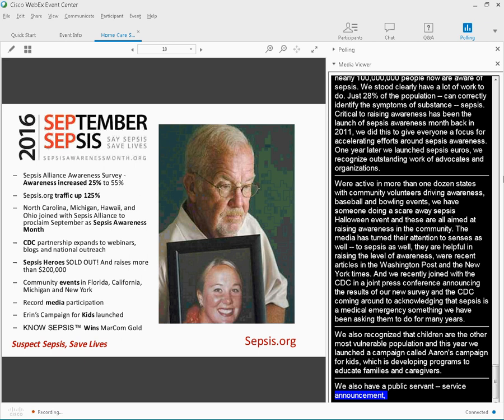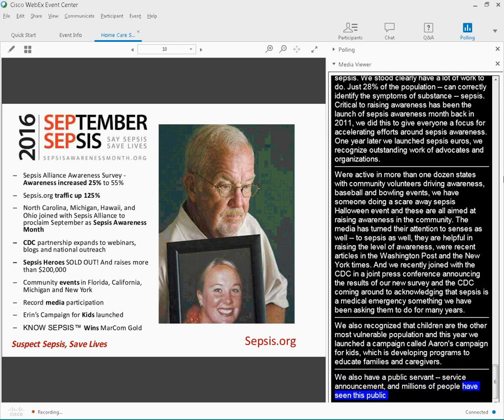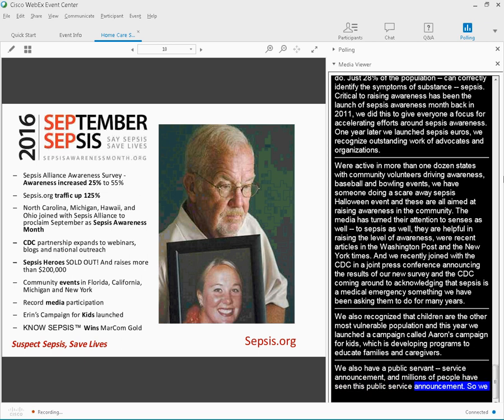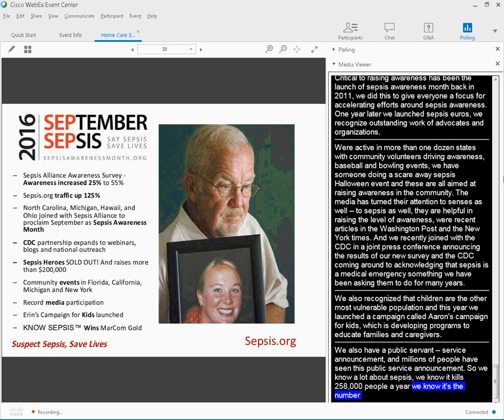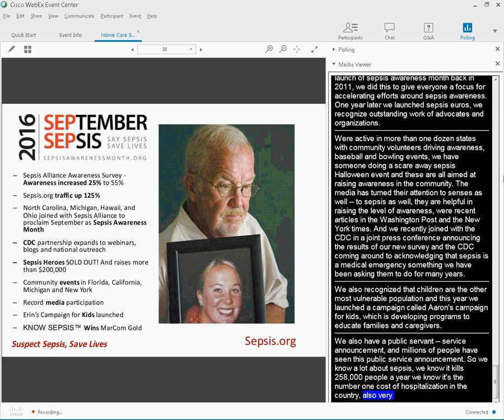So we know a lot about sepsis, right? We know it kills 258,000 people a year. We know it's the number one cost of hospitalization in the country. Also very expensive for aftercare, with over 1 million survivors each year. And we also know that we can save as many as 80% of the lives that are being lost and a lot of the costs that are being attributed to sepsis.